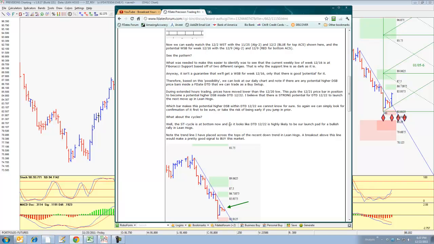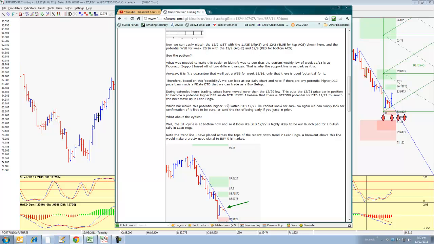It looks right here, notice this. It says it looks like DDT, that's daily turn day 12/22, that's today, is likely to be our launch pad for a bullish rally in Lean Hogs. Now, that's this price bar you see right here. That's today, 12/22. Would you say that that was a launch? Yes, prices just took off today, but this is where our bullish move was expected to occur.